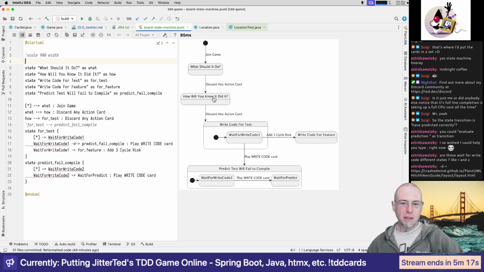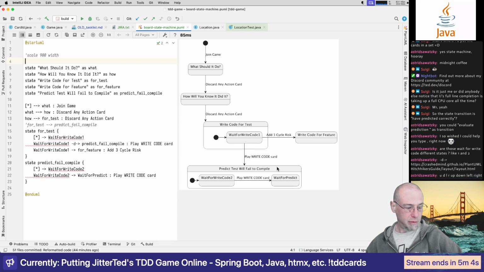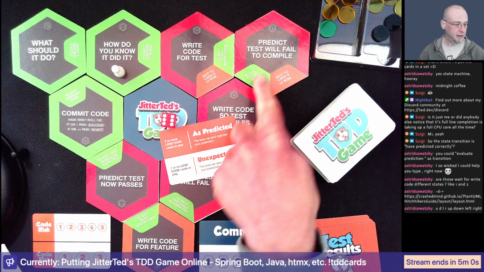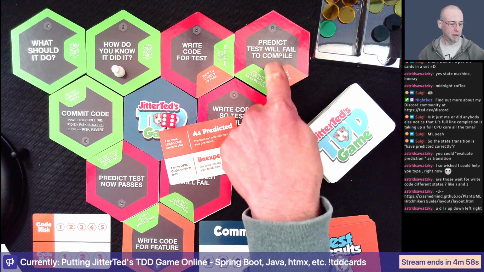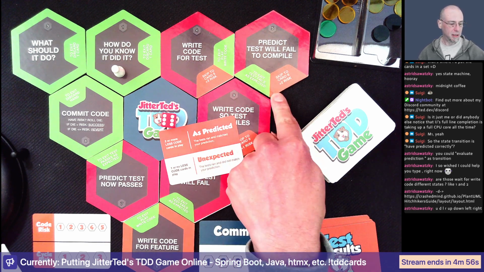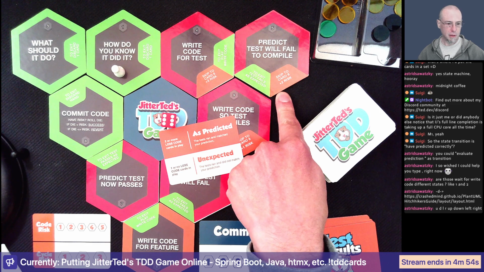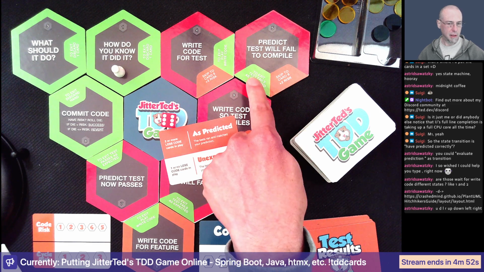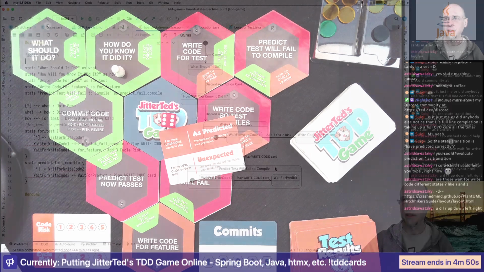So what should it do? Discard. How will you know it discarded? Now we're in write code for test. There are two ways out. One is add 3 cycle risk. Now you're at write code for feature. Otherwise, you play the write code card. You are now in predict test will fail to compile. Right. So we are now here. And there are 2 ways to exit. One is +2 risk, and the other way is test fails as expected.